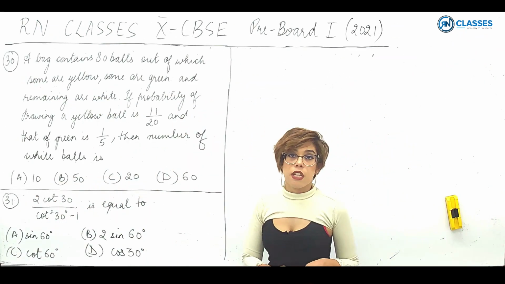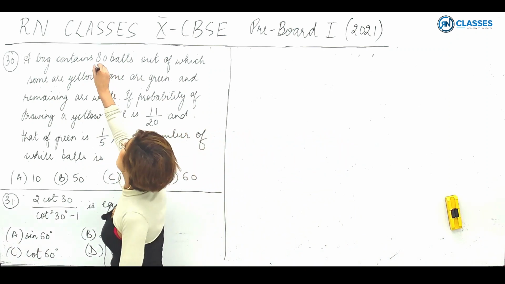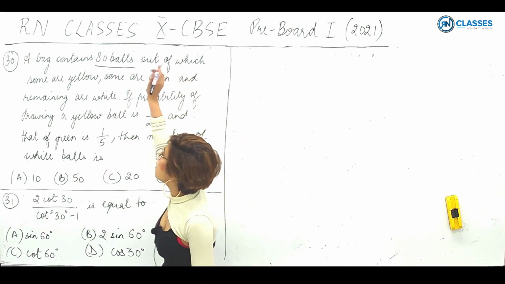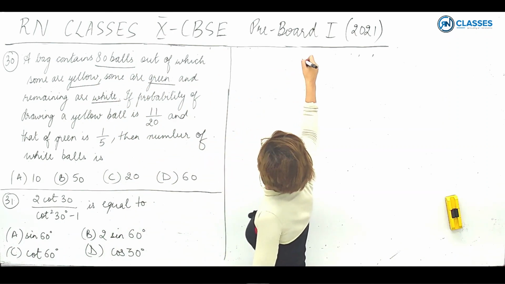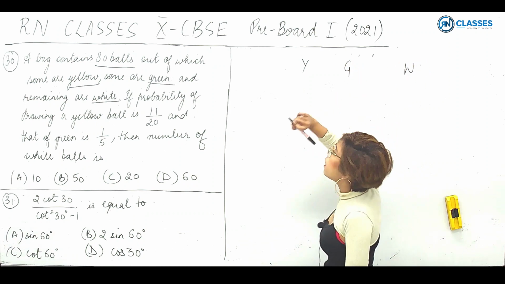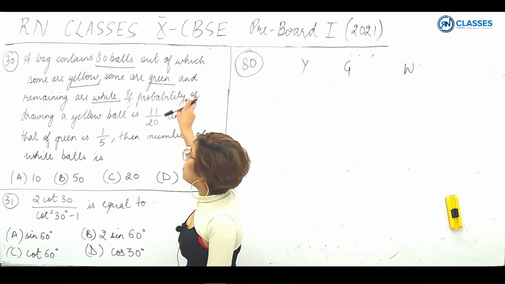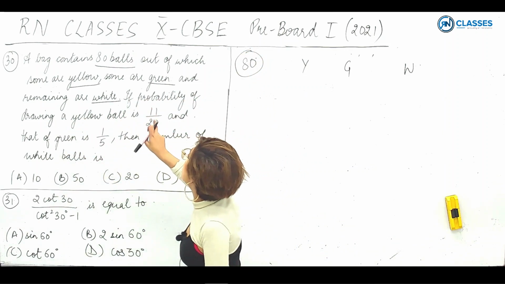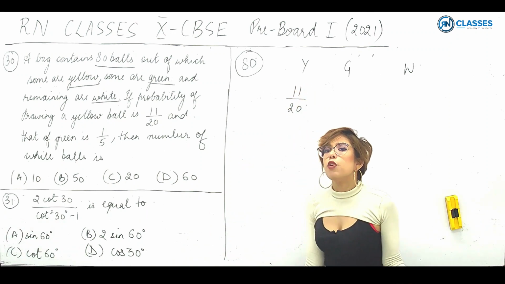Alright. Now, the next question is question number 30. He says a bag contains 80 balls, out of which some are yellow, some are green, and remaining are white. So there are some yellow balls, some green balls, and some white balls. And the total number of balls is 80. If the probability of drawing a yellow ball is 11 by 20, 11 by 20.